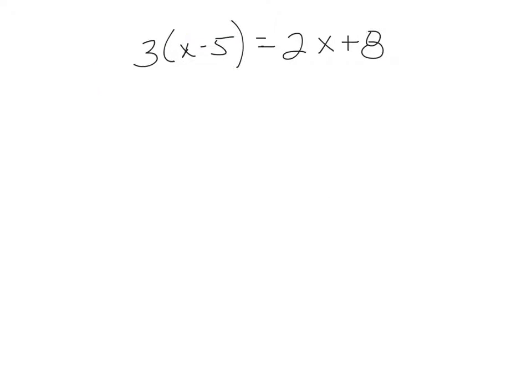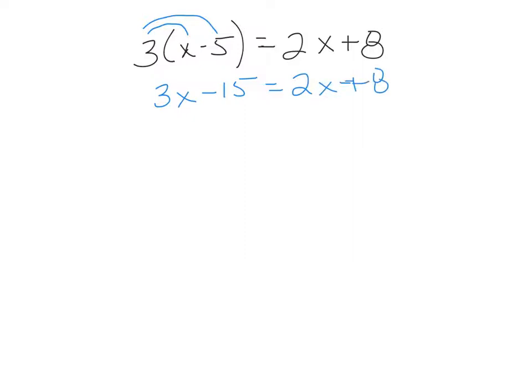Finally, remember that it's always possible to have parentheses in a problem, and here is an example. 3 times in parentheses x minus 5 is equal to 2x plus 8. In order to solve this, the very first thing I need to do is use the distributive property and distribute the multiplication of 3 with the x minus 5. So 3 times x is 3x, 3 times 5 is 15. So now the left-hand side is 3x minus 15, the right-hand side is 2x plus 8.